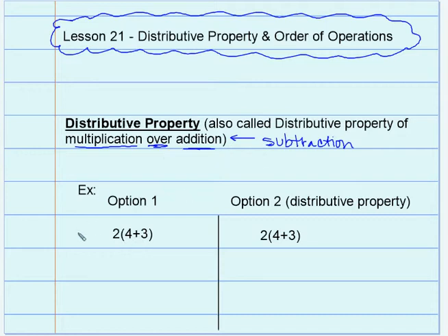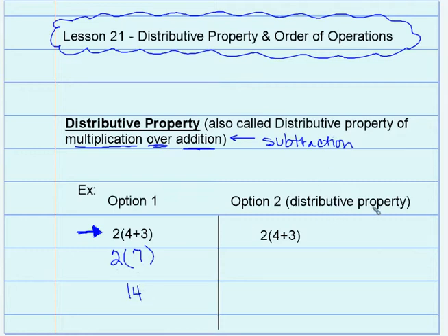Distributive property will look like this, or when you can use it, your problem or your expression will look like this. You will have a number outside a set of parentheses. When you see problems like this, there are two ways to simplify, especially if there are numbers only on the inside. First way to simplify would be to simplify inside the parentheses first. 4 plus 3 would be 7. So then you could multiply 2 times 7 and your answer is 14.